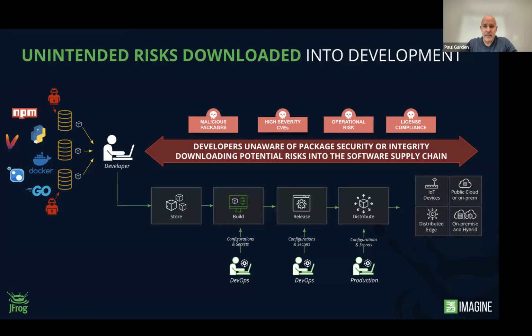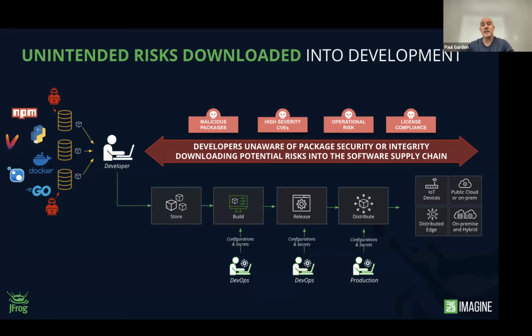Now, what can happen is these open source packages can contain things like malicious packages, or they could maybe have high severity CVEs. So unintentionally, a developer might be bringing in something that has a security or an integrity risk into the organization. There's something called operational risk, which is where a package may be 5 or 6 years old and it hasn't been maintained for 3 years and it's kind of out of date, and you could have technical debt that you're bringing into your company.